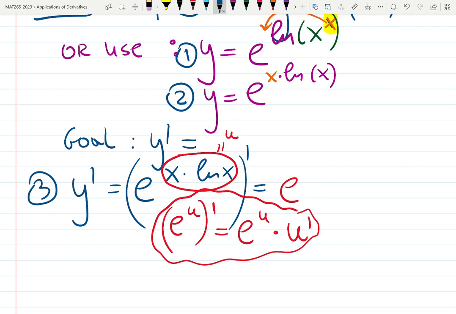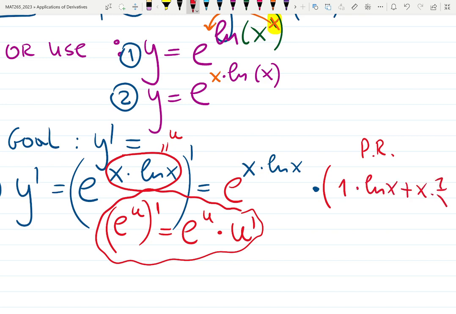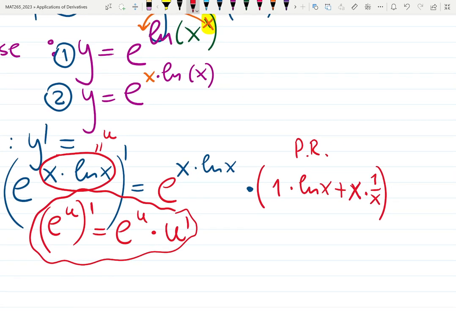E to the u is e to the x ln x. I'm just copying it times the derivative of the function inside of the exp. And that's the derivative of x ln x. But that's product rule. 1 times ln x plus x times 1 over x. We did it already. It's the same product rule we had before in the same example.